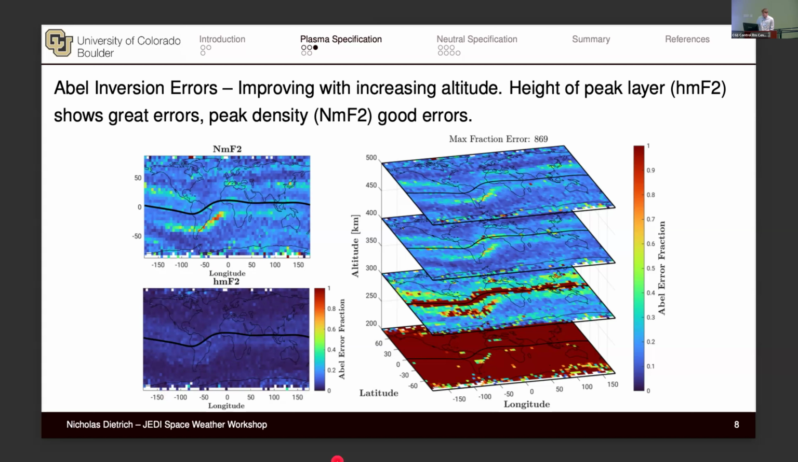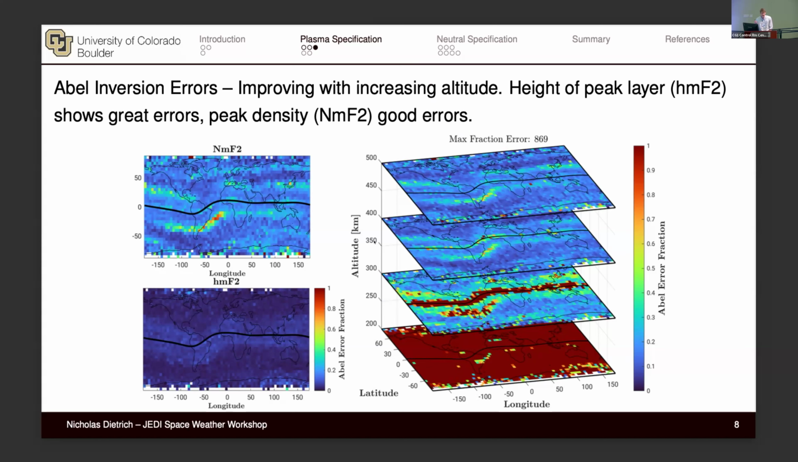On the right is an altitude profile of the error fraction, where if we go to really low altitudes, we get pretty bad errors. But as we go up to higher altitudes, more in the F region, the retrieval is very good. I also want to note that the errors we see are very local time dependent.